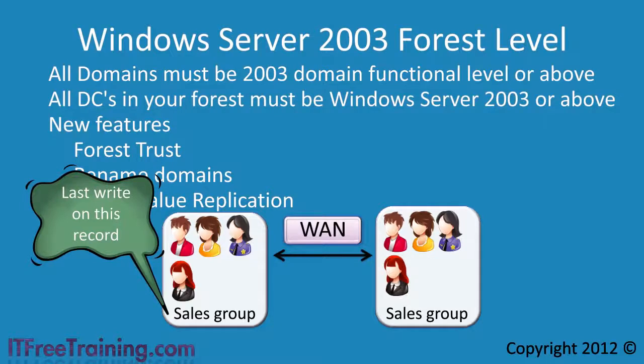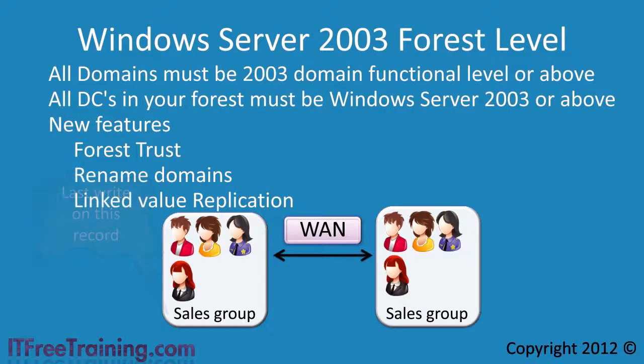replication occurred. Linked value replication, in comparison, replicates only the changes in group membership. In this example, the users that have been added to the group are replicated. This is a much better system because it means the groups are more accurate and there is less network traffic because only the changes are replicated, not the entire group.